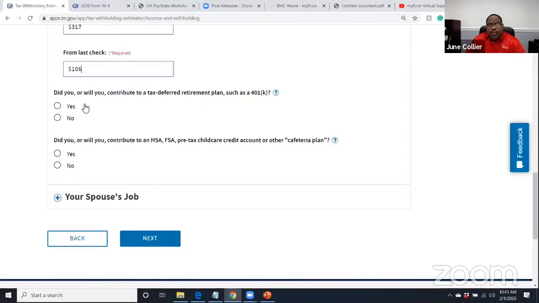Did you or will you contribute to a tax-deferred retirement plan such as a 401k? At this moment, they need all their money. Again, they're living paycheck to paycheck, so they're not currently participating in a 401k. So we're going to say no.